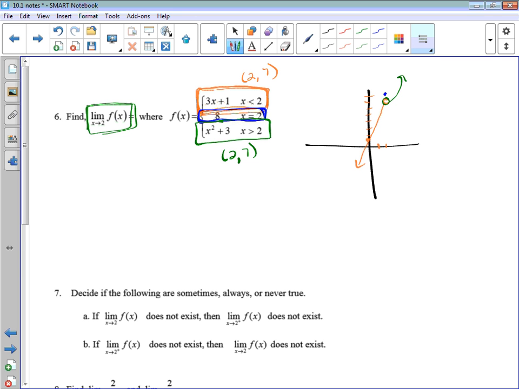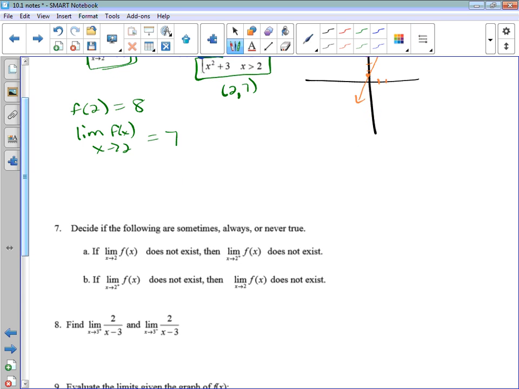But isn't the blue dot like a part of the function? Yes, but does it have anything to do with the limit? If I ask you f of 2, yes, you would tell me 8. But if I ask you the limit of your function as x approaches 2, you are going to tell me 7. Okay?